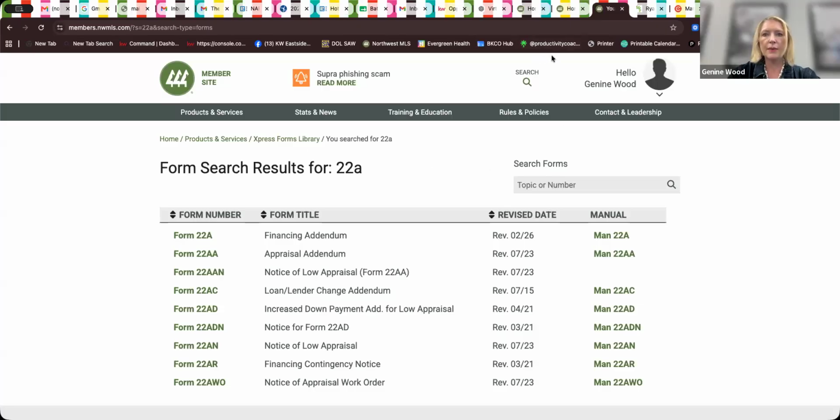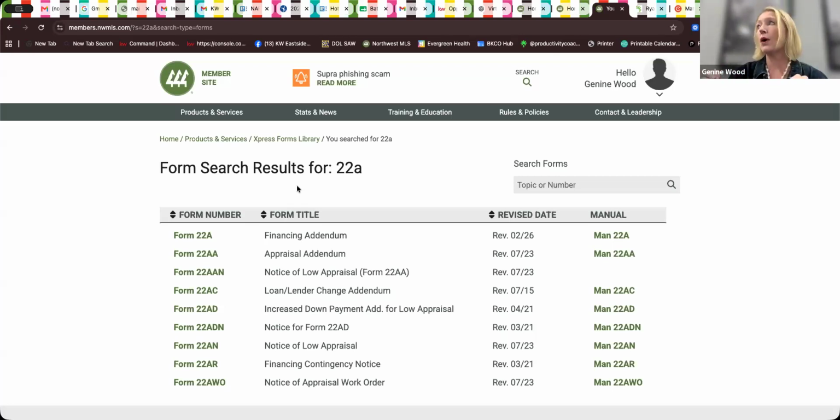Okay, we are going to talk about Form 22A and low appraisals today. So I do all my teaching in Express Forms. I recommend that you do all of your form filling out in Transaction Desk, so you can easily throw it into Authentisign. This way you don't have to do double entry where you fill it out here and then upload it to be signed and so forth. So always use Transaction Desk to actually physically fill out your forms.